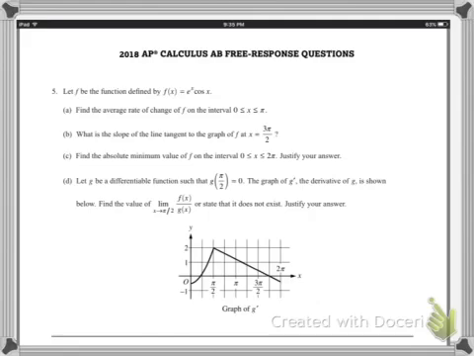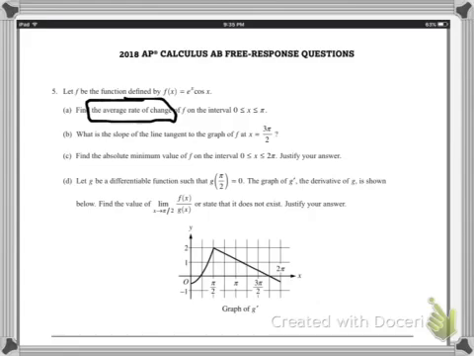Find the average rate of change of f on the interval from 0 less than or equal to x less than or equal to pi. Alright, so it's just a simple average rate of change problem. Now, just make sure you know that it's an average rate of change, not an average value. Remember, those are two different things, and they're related to each other, but we've got to make sure when we see the word average, we pay attention. Is it an average value or average rate of change?